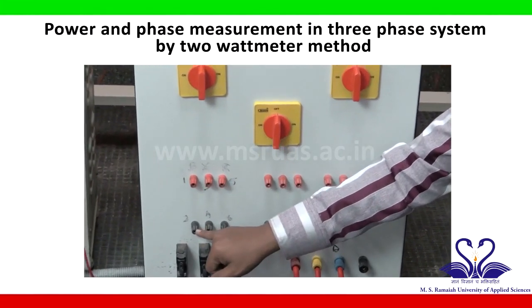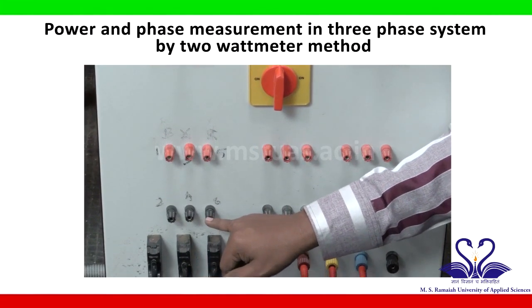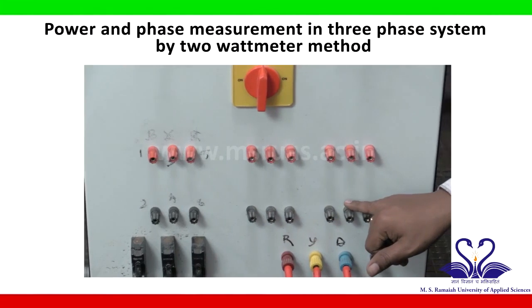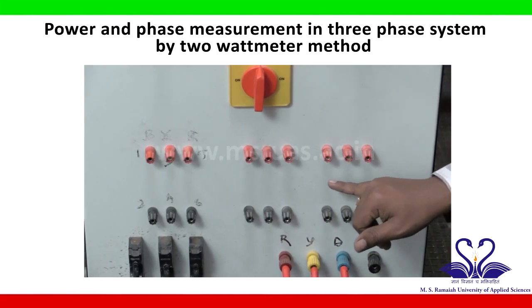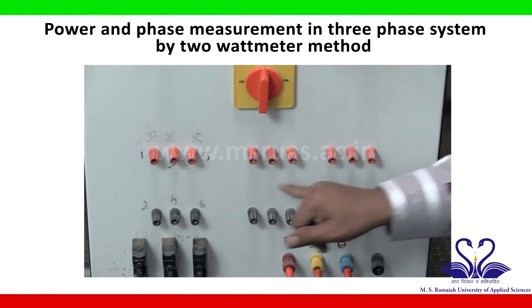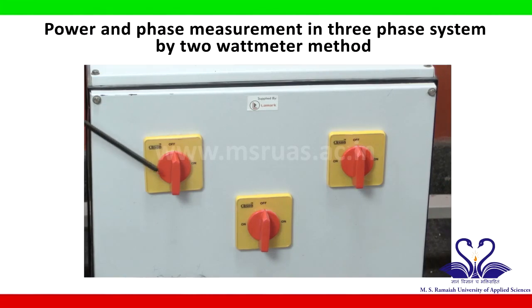These are the corresponding neutral terminals of the R phase, Y phase, B phase. Similarly, this is the second part of the load, and this is the third part of the load, and each part consists of 3 terminals. They are named as R, Y, B, and all the black terminals indicate the neutral, and these are the corresponding switches for the load.